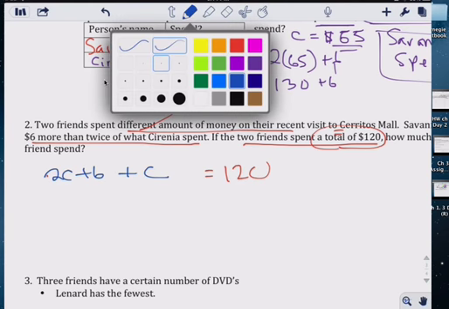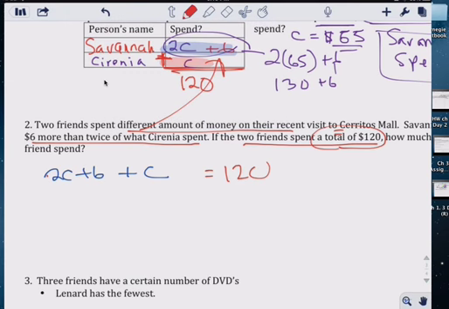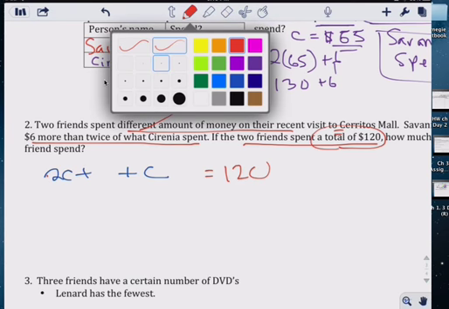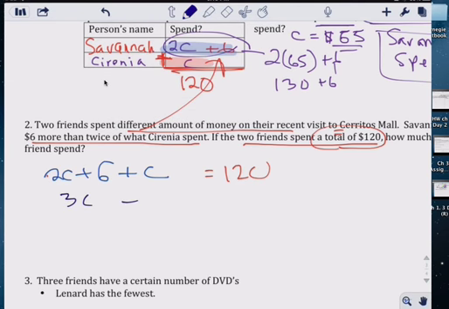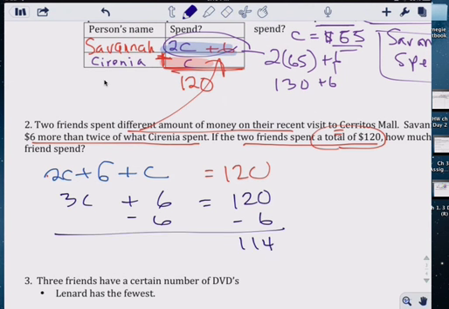So combine like terms. I need to make my 6 look like a 6 and not a B. Anyways, it doesn't matter. 3C plus 6 equals 120. Minus 6, minus 6, that's 114 equals 3C. Divide by 3, divide by 3. Let's use a calculator here.